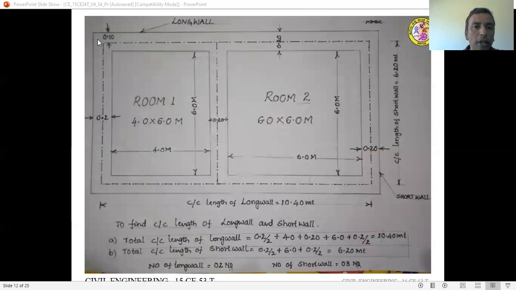Okay, in this figure, this shows one number of long wall, and here the bottom horizontal wall also shows another number of long wall. Total number of long walls is equal to 2. Whatever walls are in the vertical direction, perpendicular to this horizontal wall, 1, 2, 3, three numbers of short walls are considered.